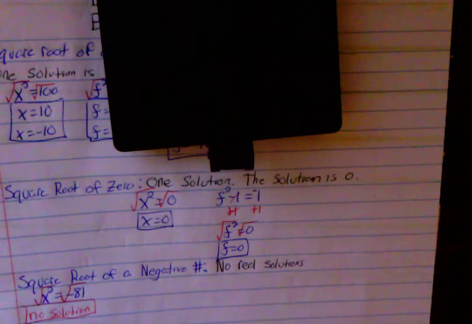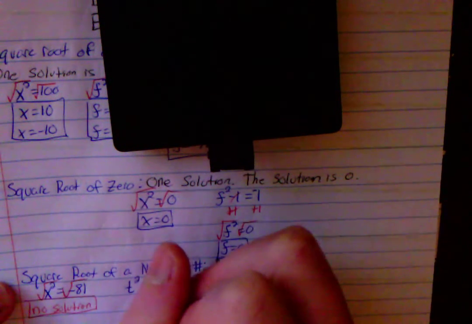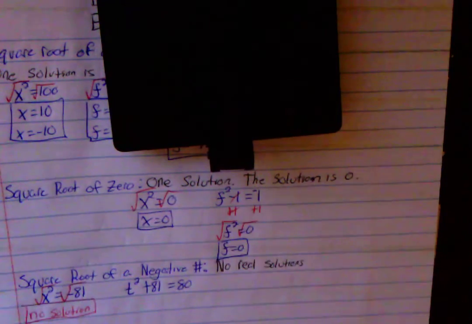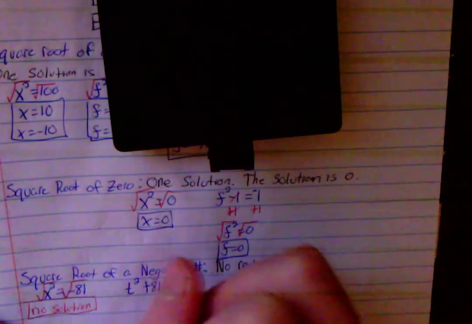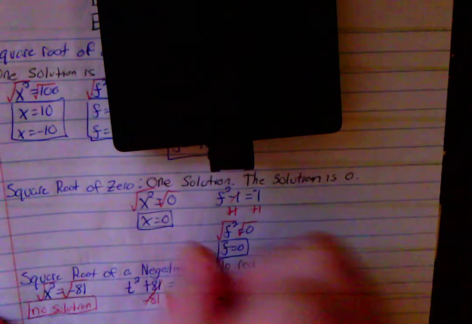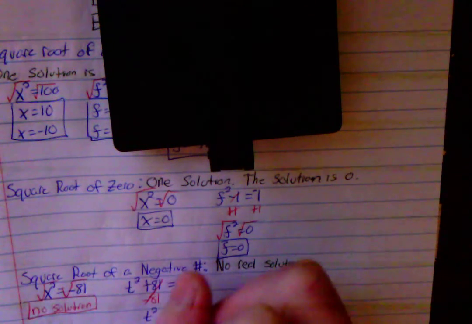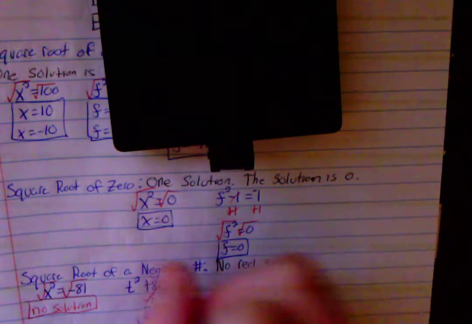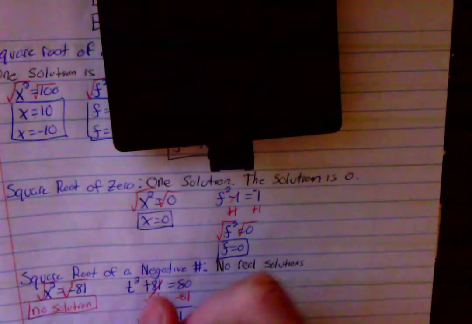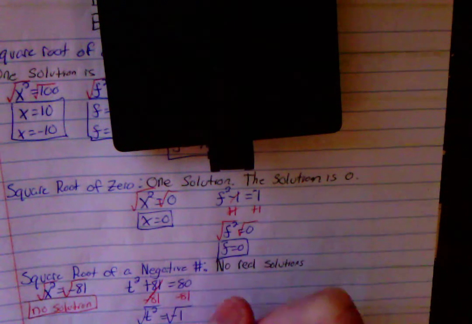You might also see something like t squared plus 81 equals 80. So here you would subtract 81, those cancel. T squared equals negative 1. Take the square root. I have negative 1. That is no solution. Okay.